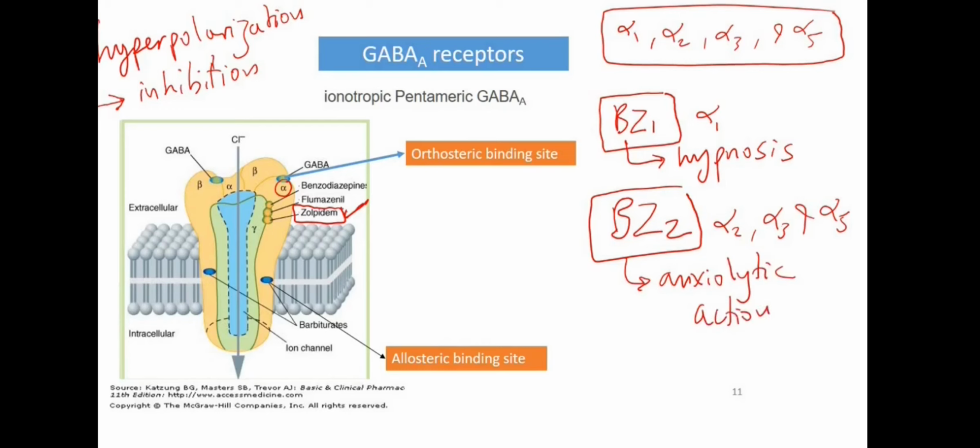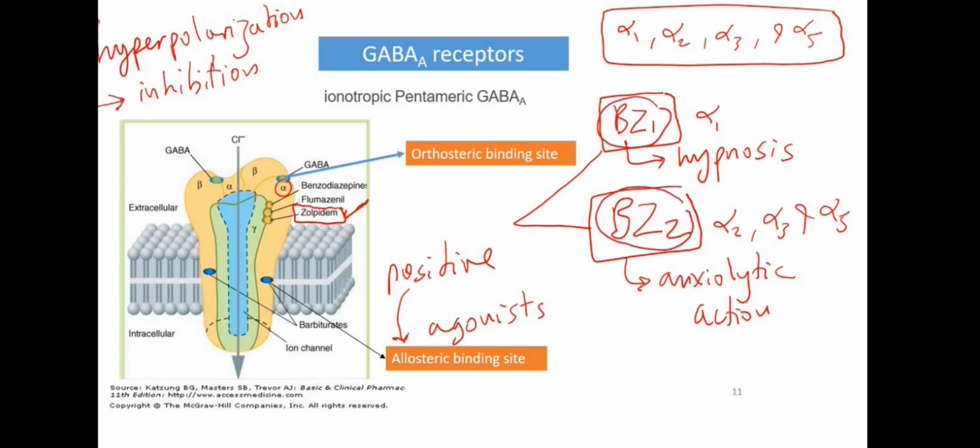Now, the benzodiazepines act on both receptors. The normal benzodiazepines we are going to talk about in this presentation act as positive allosteric agonists, meaning they produce a positive effect, at both benzodiazepine 1 and benzodiazepine 2 receptors. So in this case, what will happen? They produce sedation and hypnosis, and they also produce an anxiolytic effect.